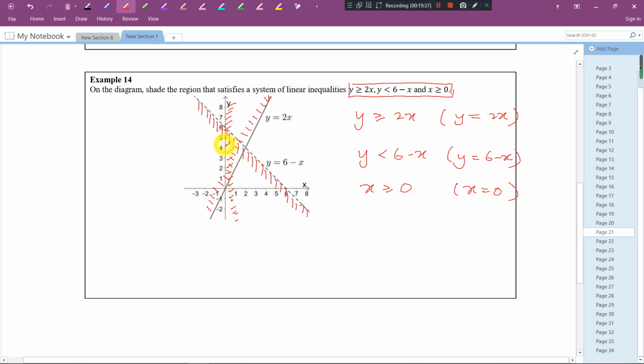Okay, so where is the region that satisfies these 3 linear inequalities simultaneously? Here will be the region, right? This part. Okay, let me use a highlighter. This part. Correct?